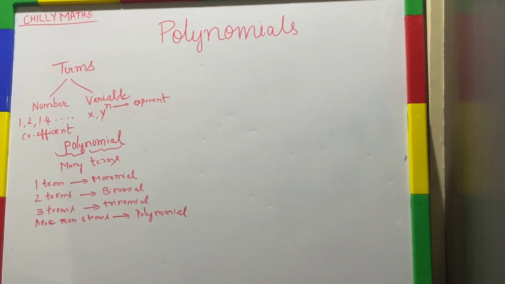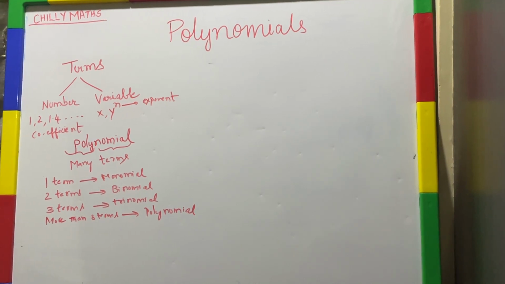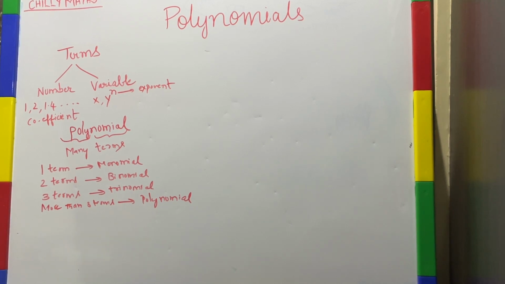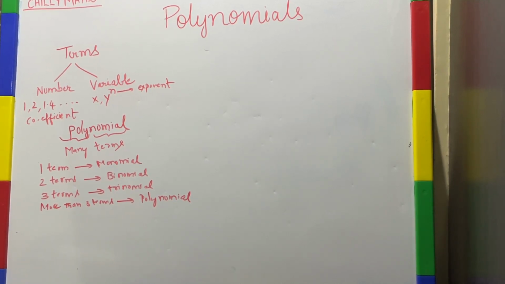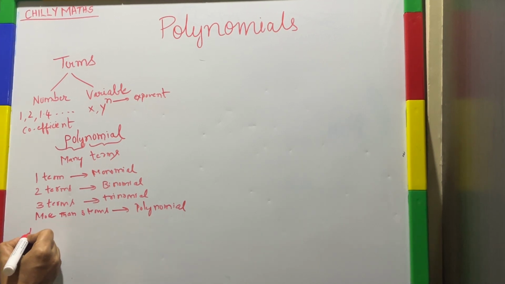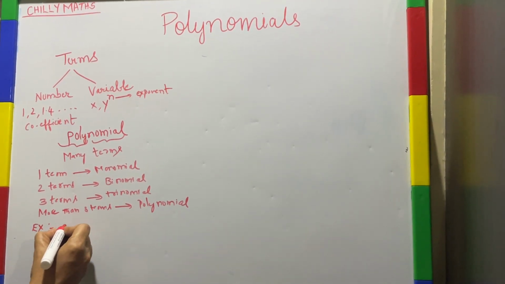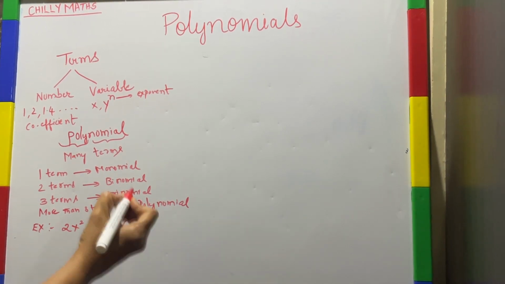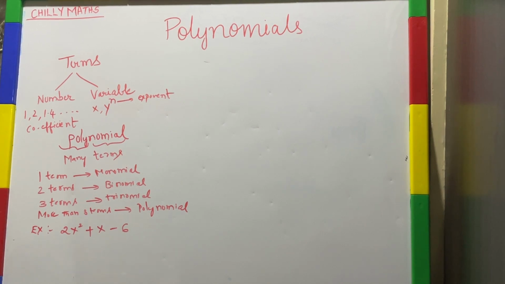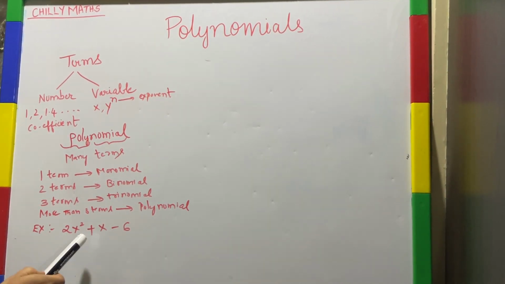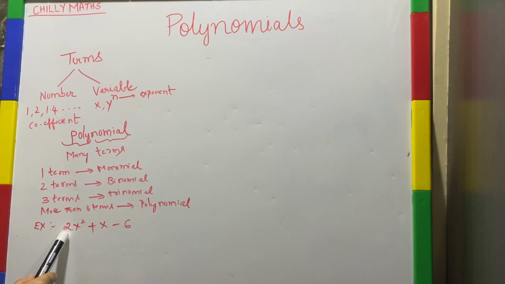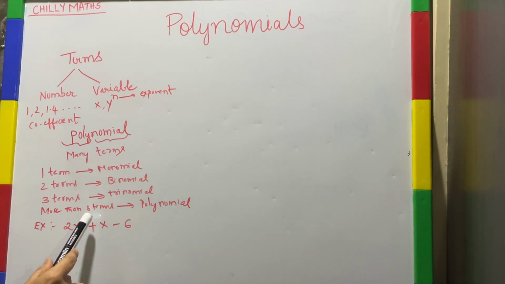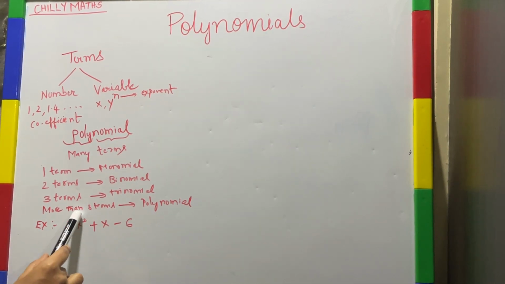So now, understanding this, we can say that polynomial is a series of terms joined together by addition or subtraction. Now let's consider an example. In this you can see that the first term has a coefficient as 2 and a variable x which is raised to power 2. So it satisfies all the conditions to become a term.